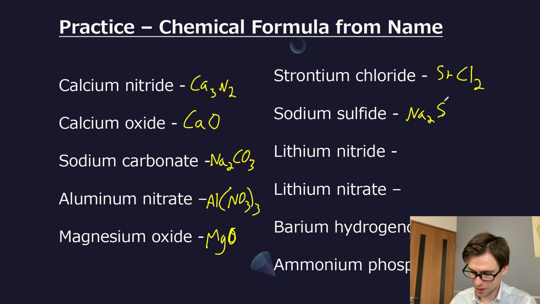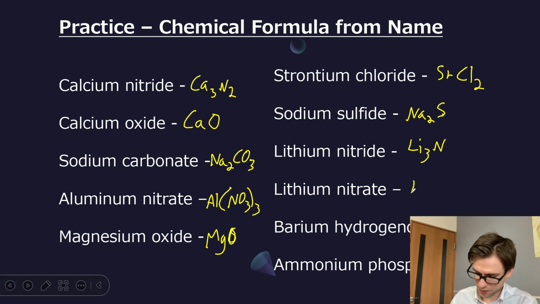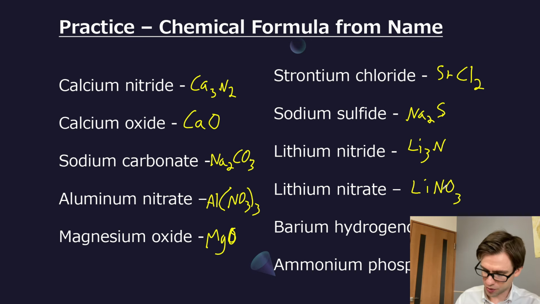Na2S. Lithium nitride. Lithium goes plus 1, nitrogen goes minus 3, so we're going to need 3 lithiums to balance out a nitride, N3-. Li3N. Lithium nitrate, though, now nitrate is a very different structure than nitride. We'll just need 1 lithium bonded with an NO3- group. This will have a net charge of 0, that's fine.